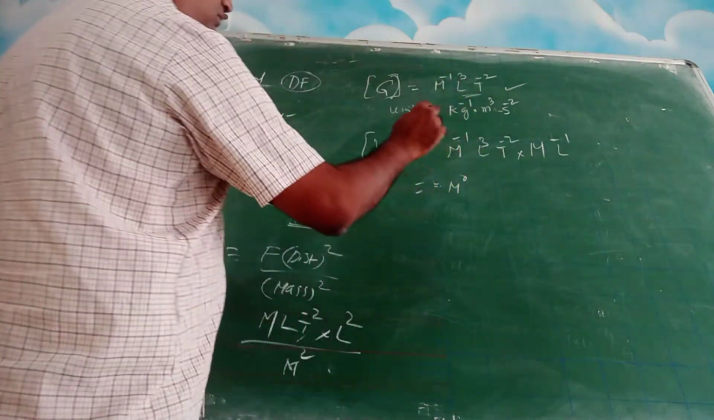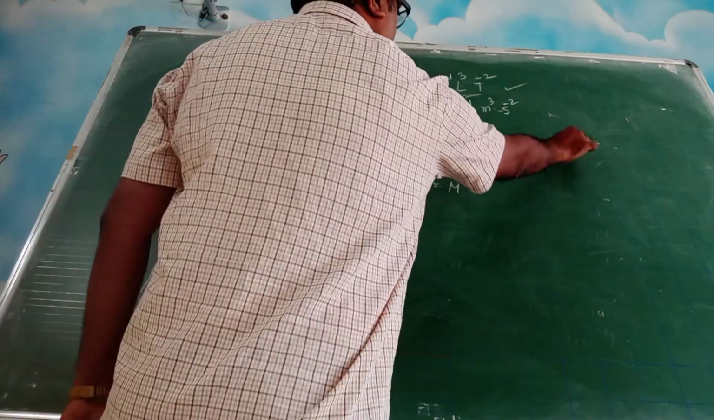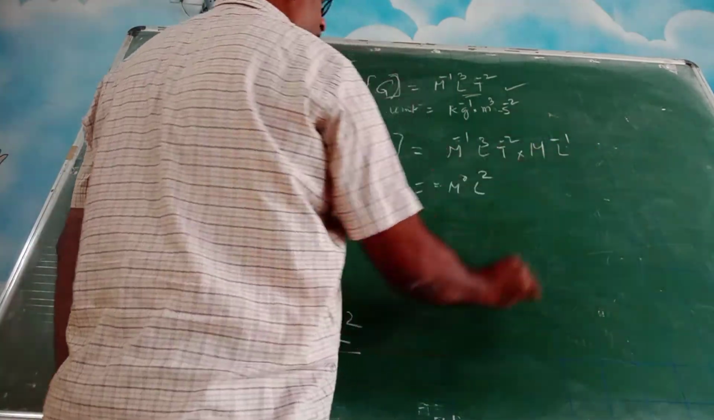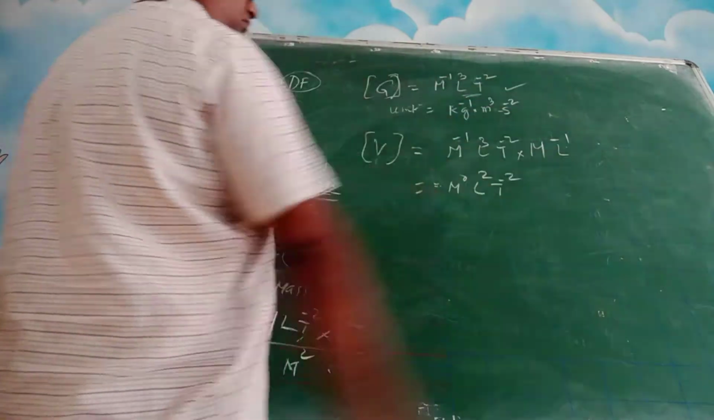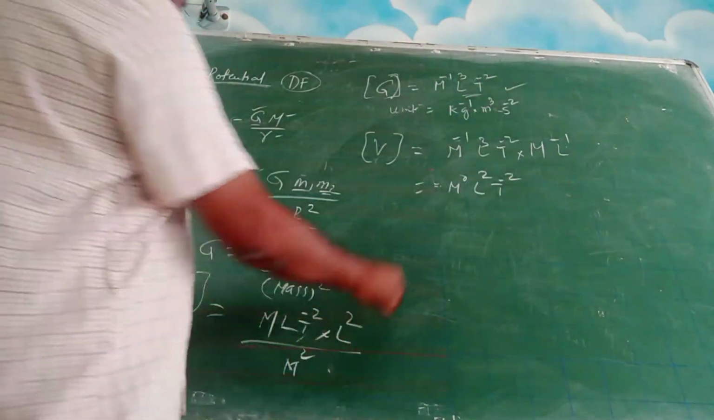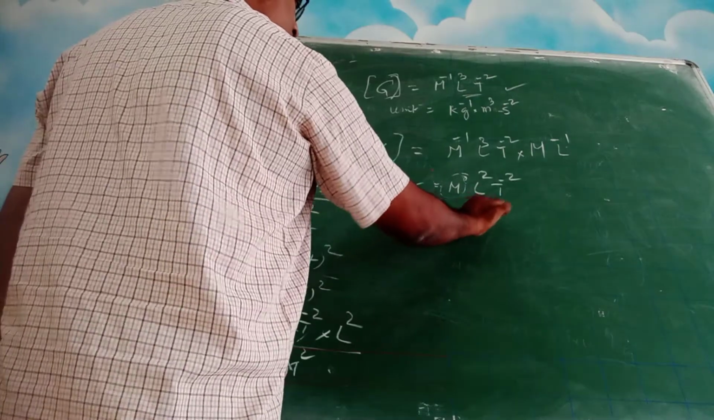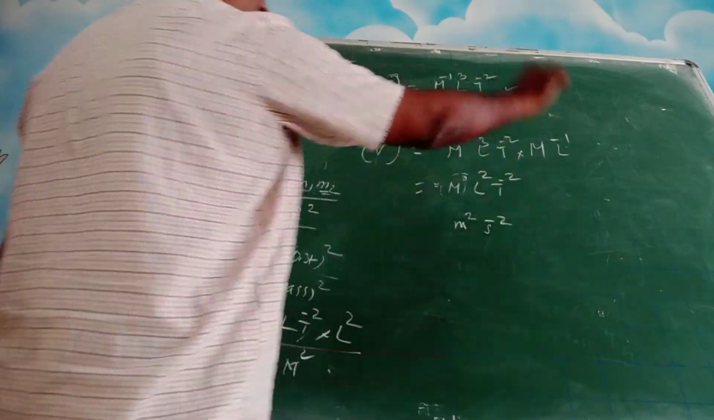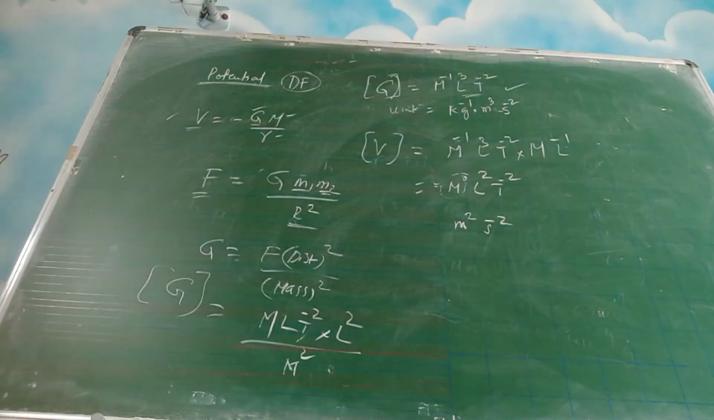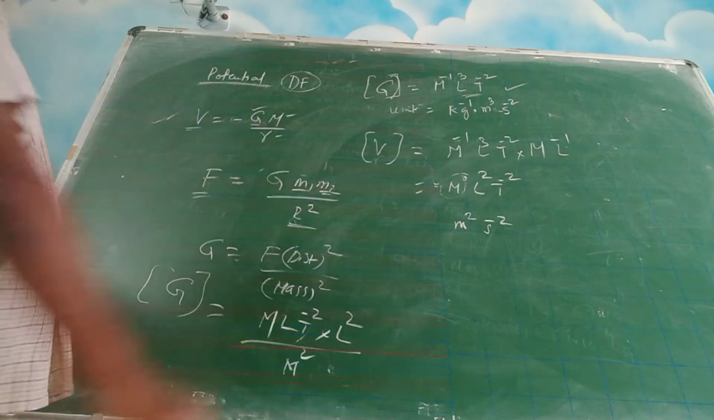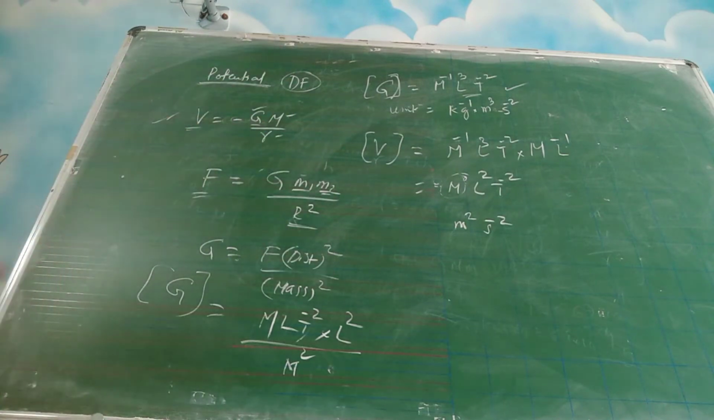M to the power of 0, L to the power of 3, L to the power of minus 1, L to the power of 2, T to the power of minus 2. Okay? What will be the unit? This is not there. So L squared, meter squared, second to the power of minus 2. Alright? So this is a basic unit. Okay? So this is how you arrive at the dimensional formula of any quantity. So basically you should know the formula to arrive at the dimensional formulas.